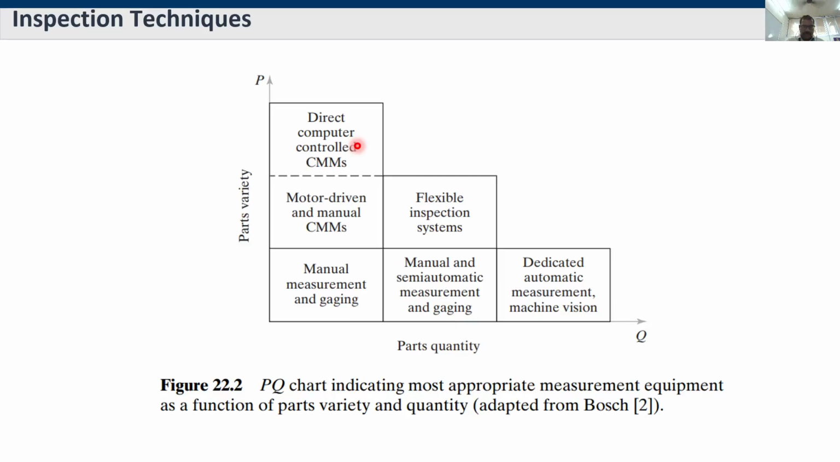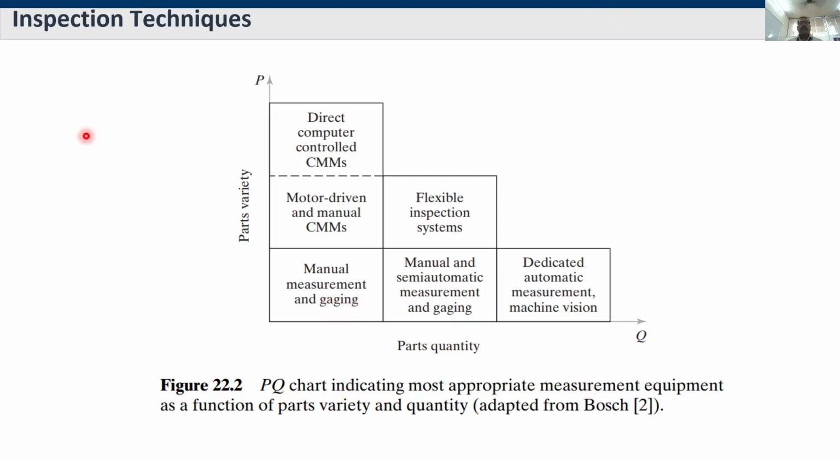Then it will be moving accordingly and inspect whether the original dimensions given as per the diagram are met or not. If it is not met, it will reject. So if you have significantly more variety, you have to go with direct computer control CMM. A little bit less means go with the motor driven and manual CMM. If variety is very, very less, then you have to go with manual measurement and gauging.